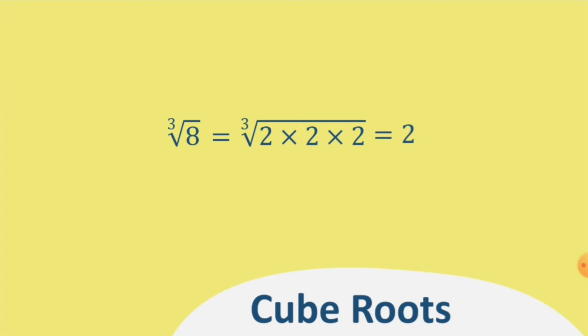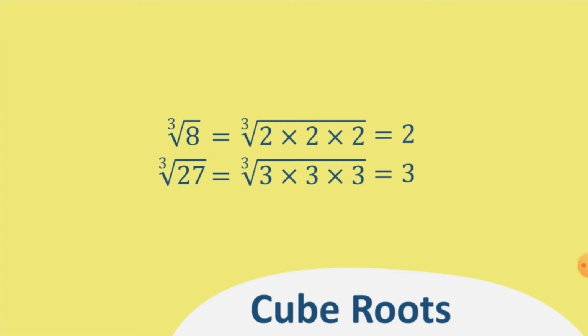How about the cube root of 27? Now you have to think about the multiplication of 3 identical numbers which equal 27. As we know, 27 is equal to 3 times 3 times 3. So, the cube root of 27 is the same as the cube root of 3 times 3 times 3. So, the result will be 3.